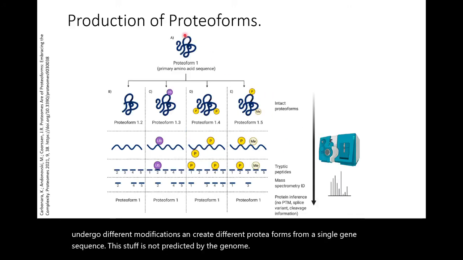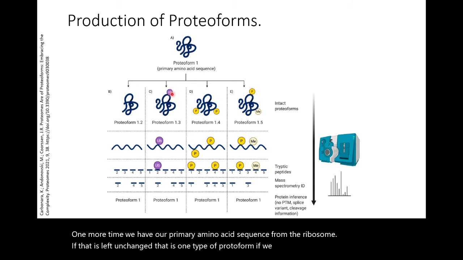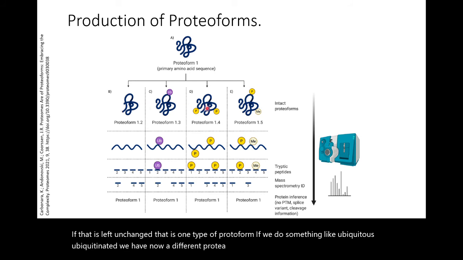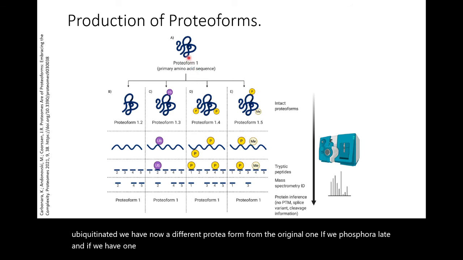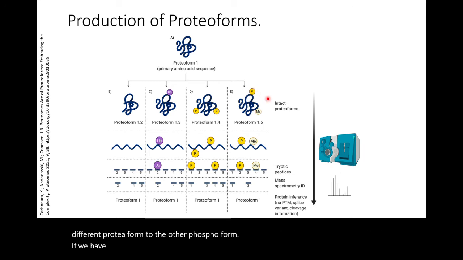One more time, we have our primary amino acid sequence from the ribosome. If that is left unchanged, that is one type of proteoform. If we do something like ubiquitinate it, we have now a different proteoform from the original one. If we phosphorylate, and if we have one phosphorylation, it's a different proteoform from the original. If we have two phosphorylations, then it is not only a different proteoform from the original, but a different proteoform to the other phosphoform. If we have one where we have a methylation and a phosphorylation at a different site, we now have yet a different proteoform.